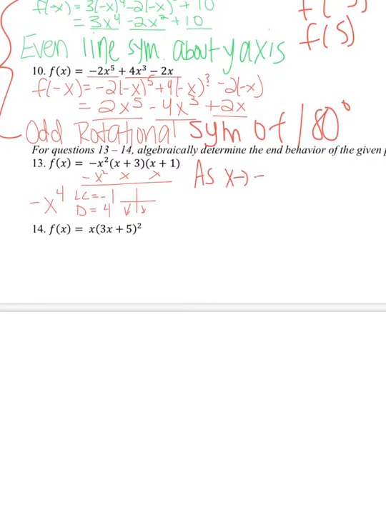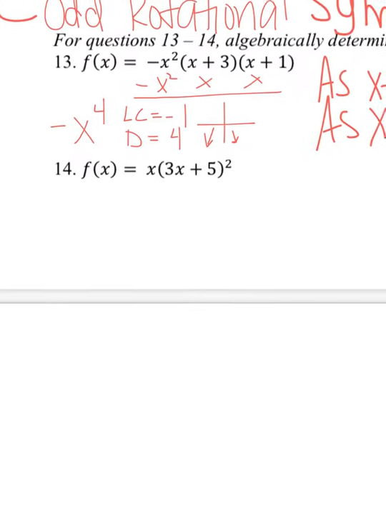So my end behavior, this always starts off the same. As x approaches negative infinity, f of x approaches, and then you fill in the blank. Same thing for the second half. As x approaches positive infinity, f of x approaches. So they're both going down. They both go down to negative infinity.